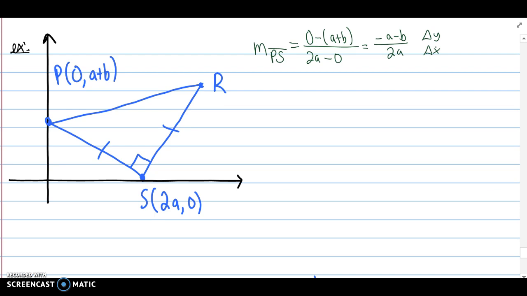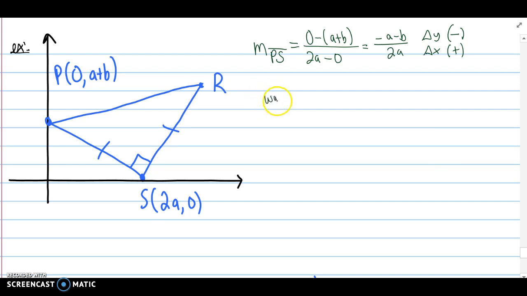And here's where my analysis is important. Going from point P to point S, I see it's going down, which means that that numerator must be something negative since that was a change in y. And I see it's going to the right, so I know that the denominator, the change in x, has to be something positive. That's what we know about the slope of PS.